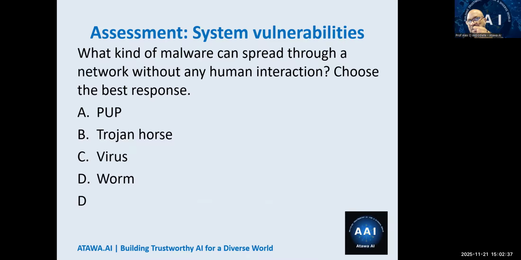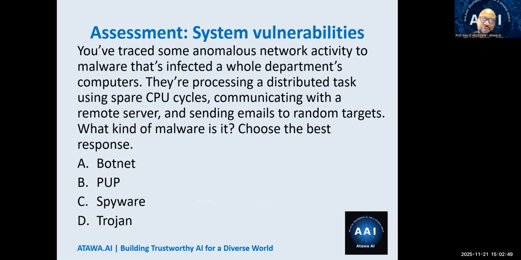I used to think about a worm. If you've ever been on a farm or somewhere, you see the worm on the ground, moving by itself, as opposed to a virus that maybe has to attach to a human or fowl, thinking about systems, right? All right. You've traced some anomalous network activity, which means something that is not normal, to malware that has infected a whole department's computers. They are processing a distributed task using spare CPU cycles, communicating with a remote server, and sending emails to random targets. What kind of malware is it?